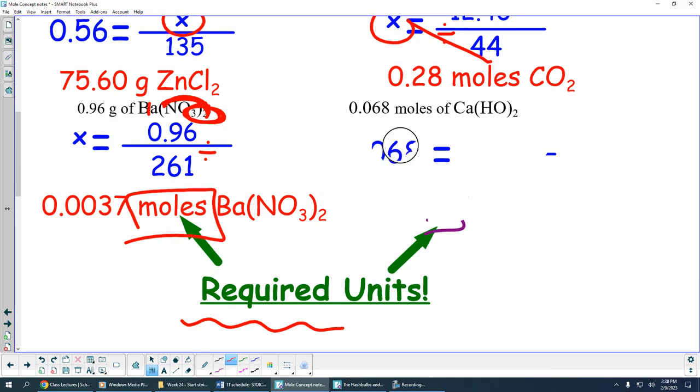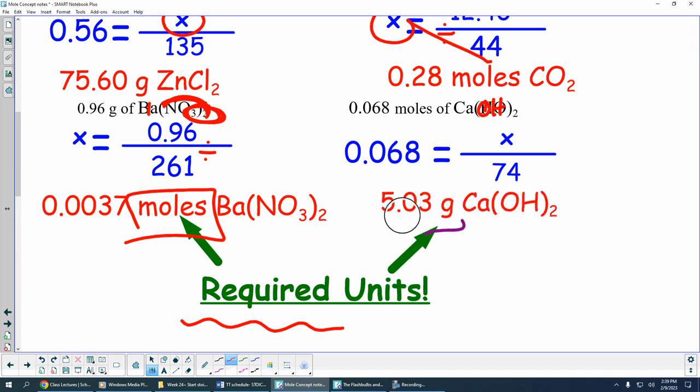The last one over here, I'm given moles, and I want mass, and this is of calcium hydroxide, and this should be OH. That is 74 for 1 calcium, 2 oxygens, 2 hydrogens, and when you multiply these two together, that is going to get you 5.03 grams of calcium hydroxide.